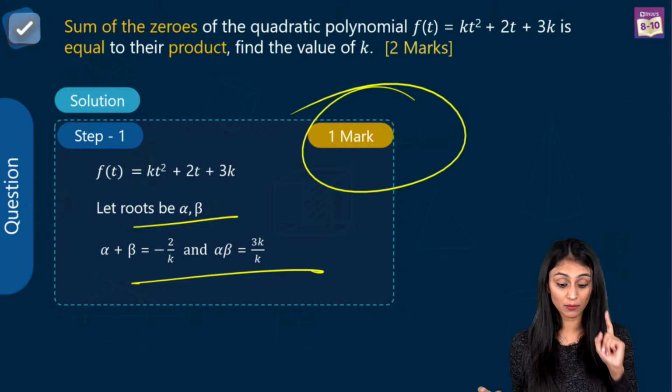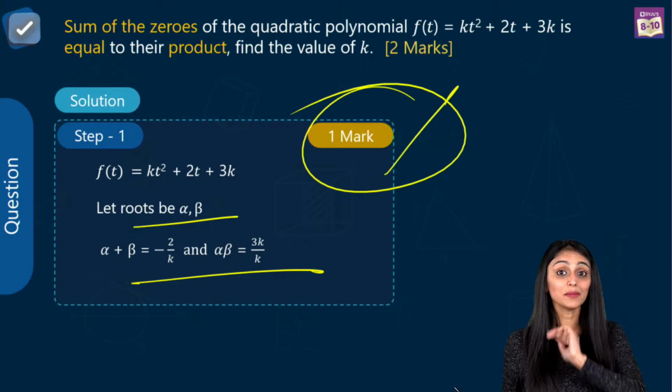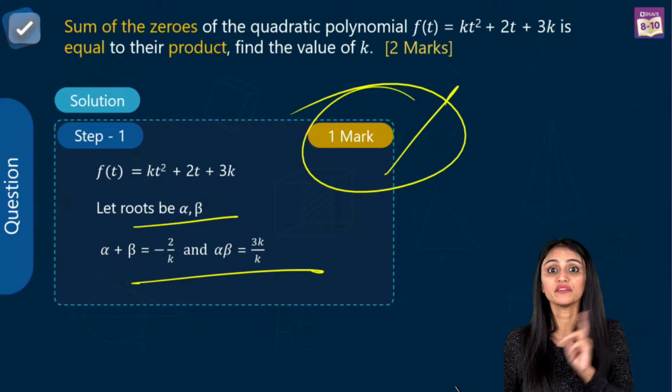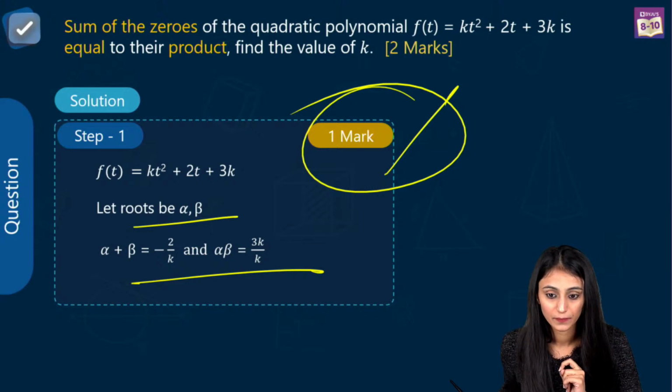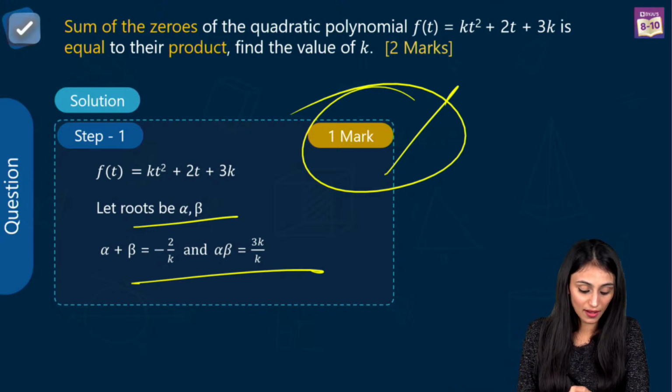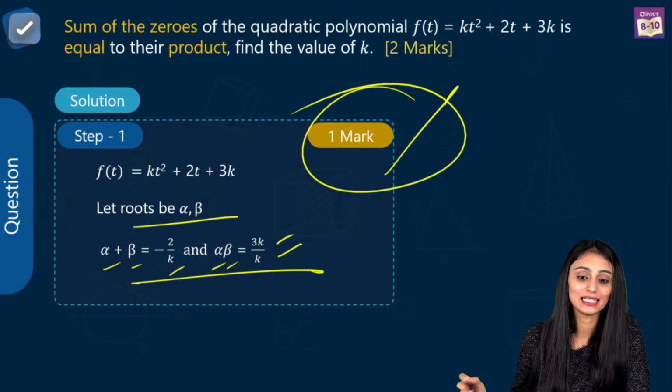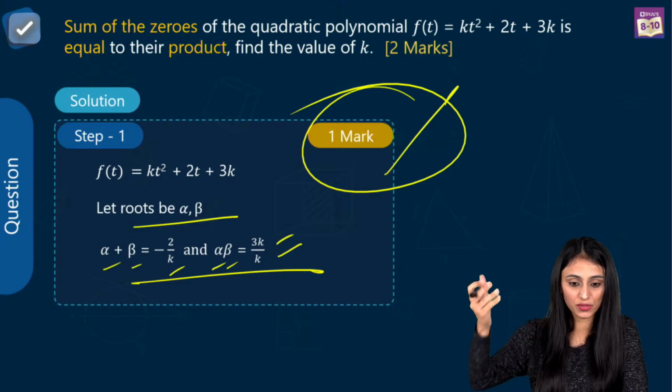See, step marking. Why I'm showing you this? Because you get marks according to the step, not for the final answer. Alright? So here we have alpha plus beta, that's minus 2 by k. And alpha beta, that is 3k by k. Right? We know what sum of zeros and product of zeros are.